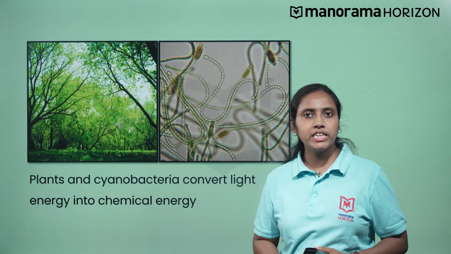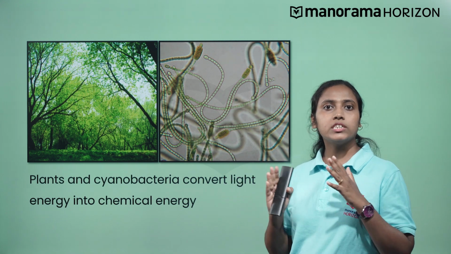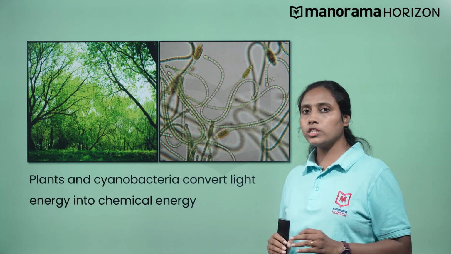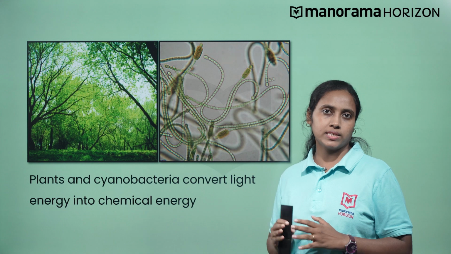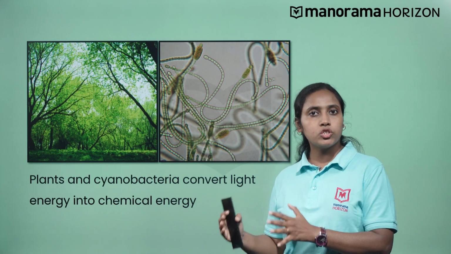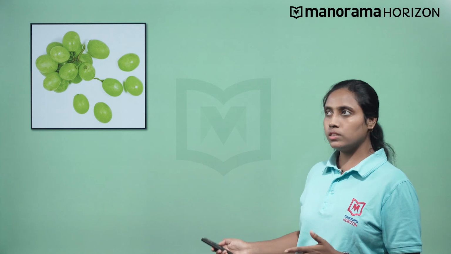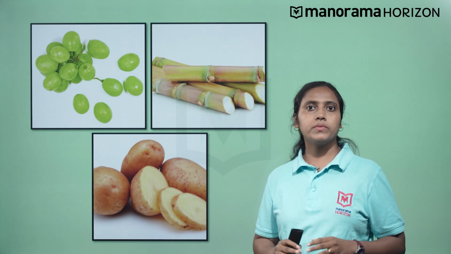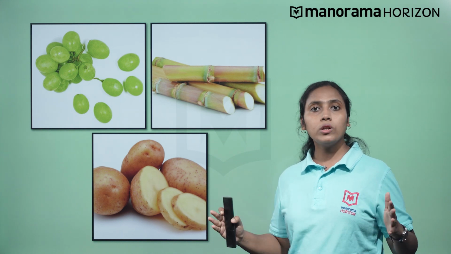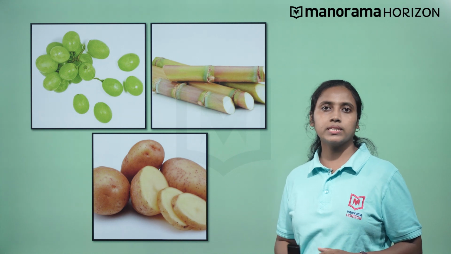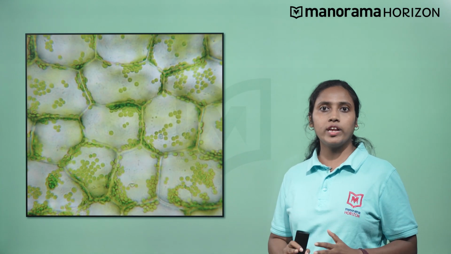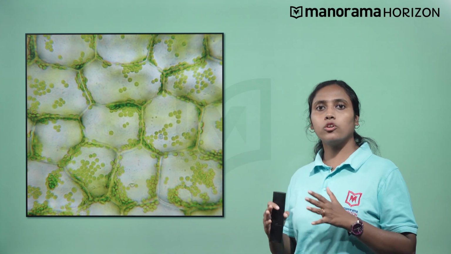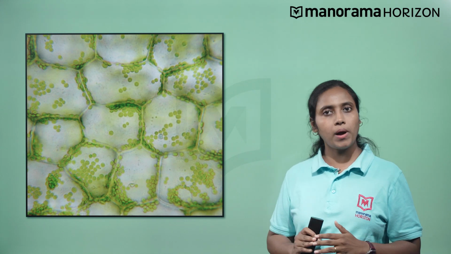Plants and cyanobacteria are the only organisms that trap light energy and convert it into chemical energy. This process is known as photosynthesis. The energy is then stored in the form of glucose, sucrose, or starch in various parts of the plants. It is to be noted that not all cells in the plants undergo photosynthesis. Cells that contain chlorophyll only undergo photosynthesis. These cells are usually located at the periphery of the plant parts.